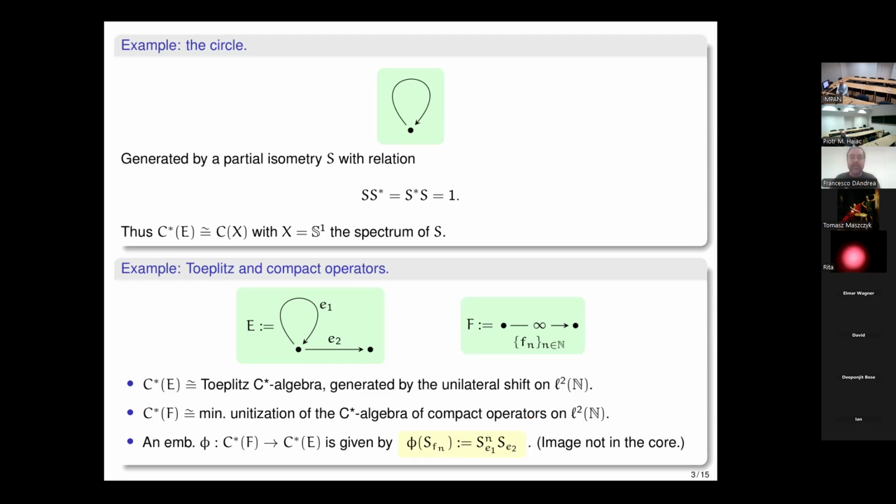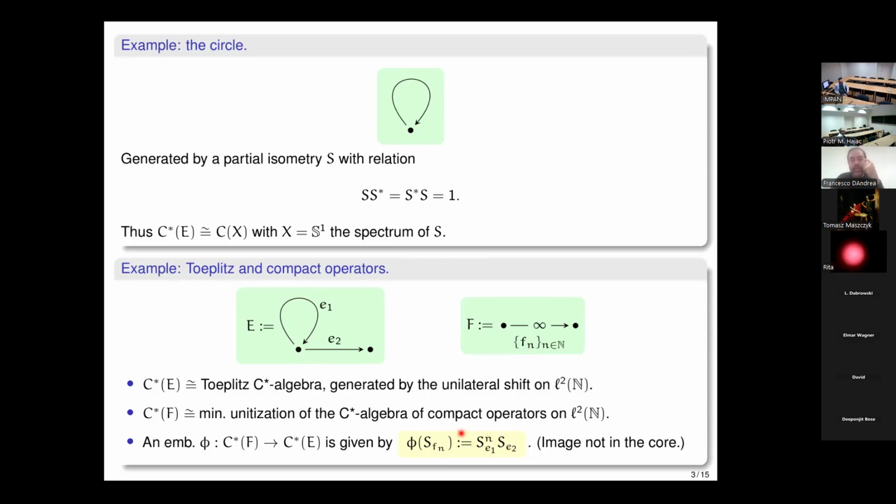So I think the notation is not too confusing, but if it is, you can just ask me. So anyway, this embedding phi sends the isometry S of Fn attached to the Rfn of the amplified graph to the partial isometry associated to the path that does n loops around the first vertex in E and then goes to the right. So here you have SE1 to the power n, S of E2.